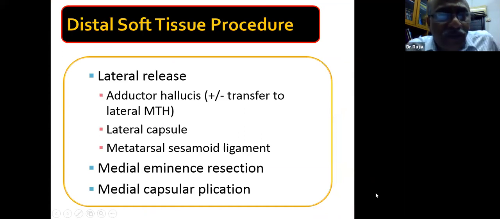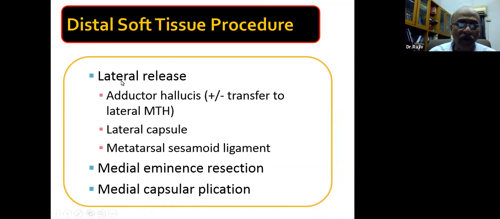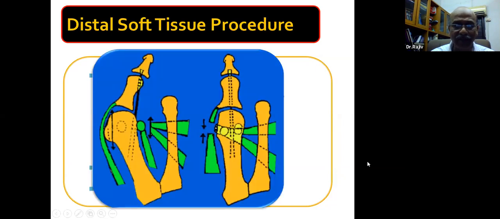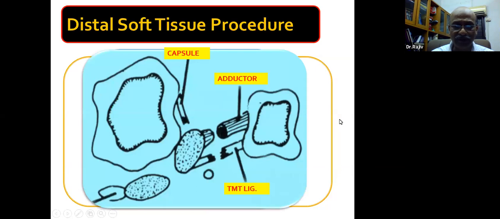Now, what do you do when you do a distal soft tissue procedure? In a lateral release, you release the adductor hallucis tendon, the lateral capsule, the metatarso-sesamoid ligament, and the transverse metatarsal ligament. On the medial side, you excise the medial eminence and plicate the medial capsule. So this is what you do diagrammatically in the distal release and in the medial capsular plication.